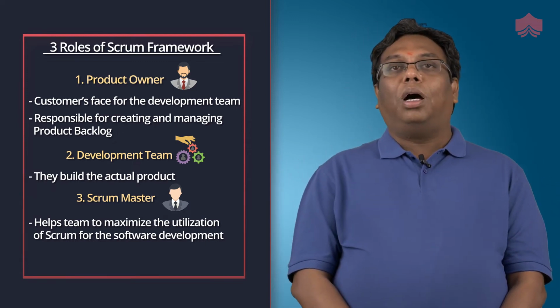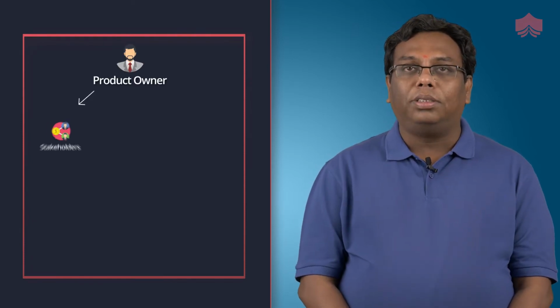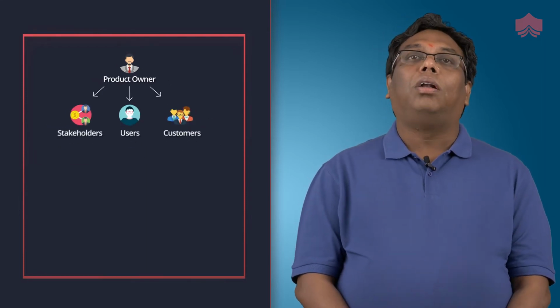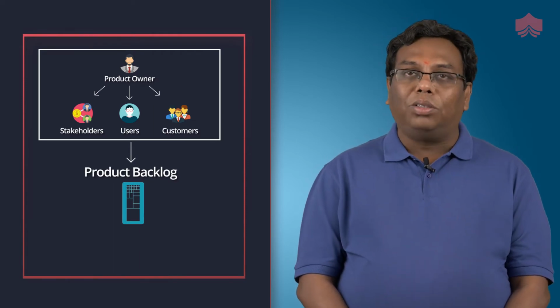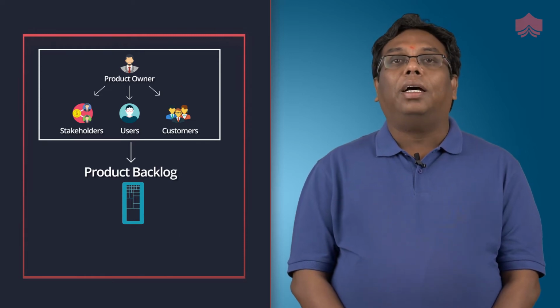So let's start with how this entire framework works. The product owner, in consultation with the stakeholders, the users, and the customers, builds something called a product backlog. The product backlog is always an ordered list of things to do in a product, right? Anybody can contribute towards building the product backlog, but what needs to be done by the development team is always decided by the product owner.